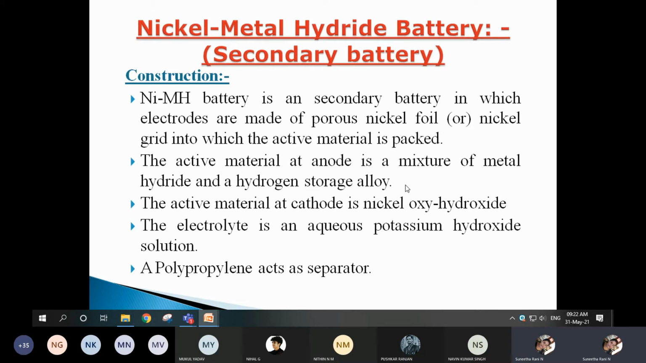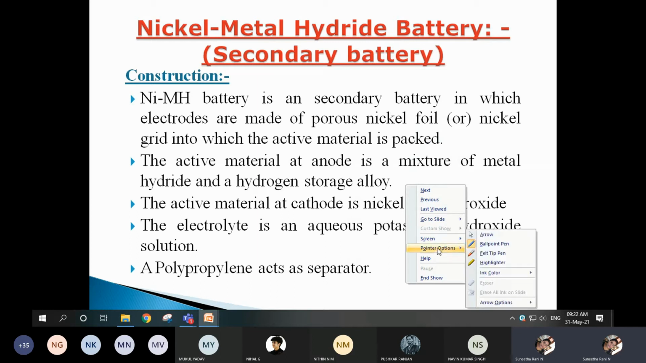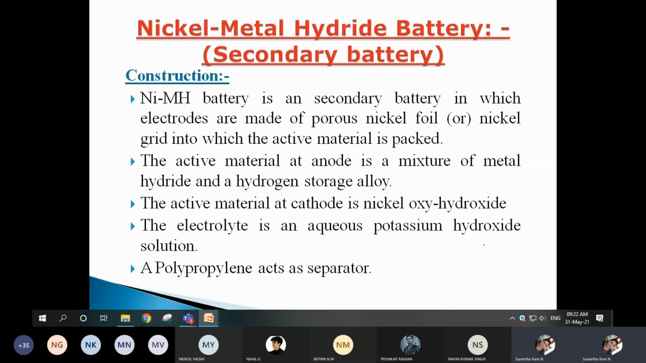They can be recharged in the form of cycles when the discharge is complete. So here, during the construction of a nickel metal hydride battery, remember this, it is a secondary, rechargeable battery in which electrodes are made up of porous nickel foil, or we call it a nickel grid, into which active material is packed.